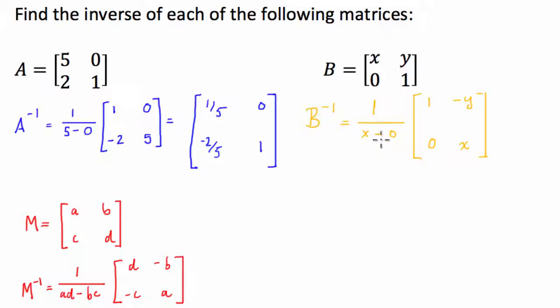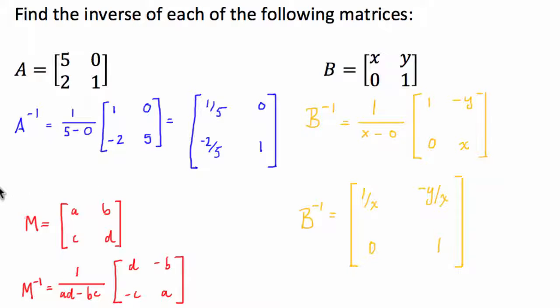Cool. Now we can simplify this because we've just got 1 on x as our determinant. So let's just write the inverse of B is equal to 1 on x, because we times 1 on x by 1. Then we have negative y on x, because we're timesing that by that. We still have 0. And we have x on x, which is just 1. And that, guys, is the inverse of matrix B.